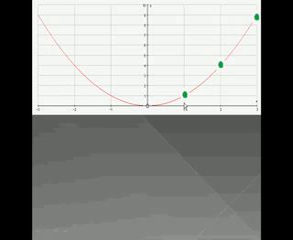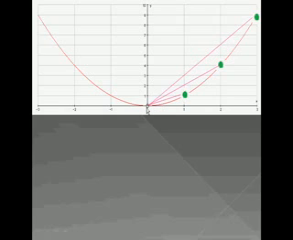Okay, now what I want to do is consider the points 0, 0, 1, 1, 2, 4, and 3, 9. I want you to work out the gradient of the chord from 3, 9 to 0, 0, from 2, 4 to 0, 0, and from 1, 1 to 0, 0. Okay, you've done that, and you've worked out the gradient of this chord is 3, the gradient of this chord is 2, and the gradient of this chord is 1.